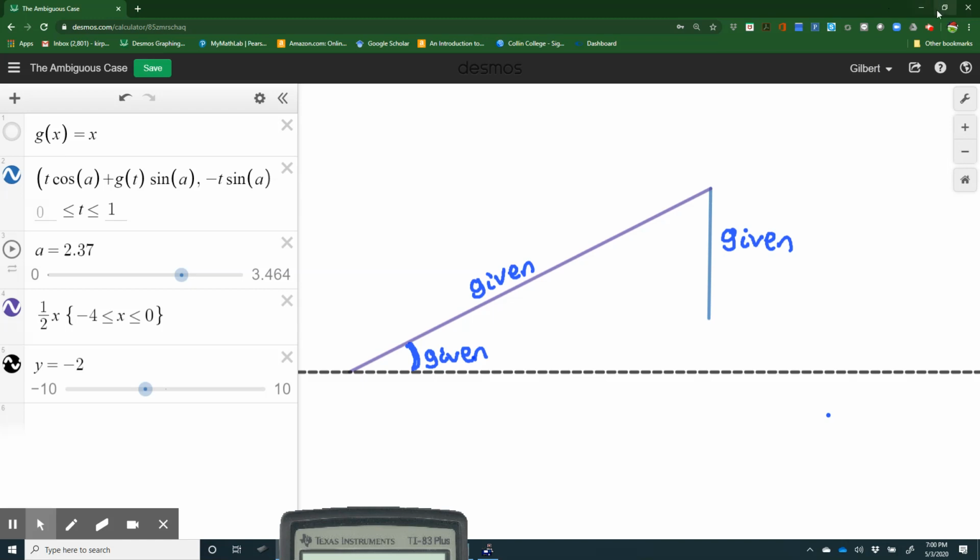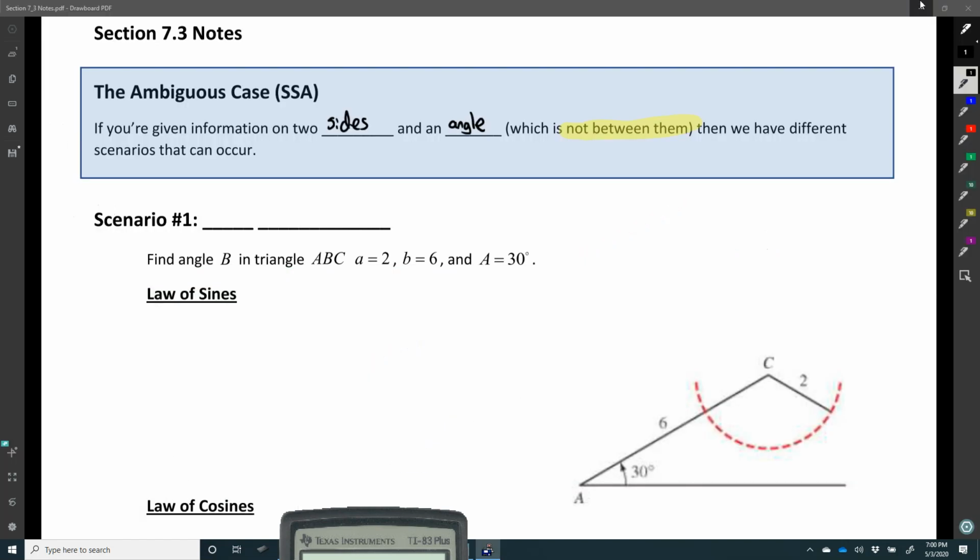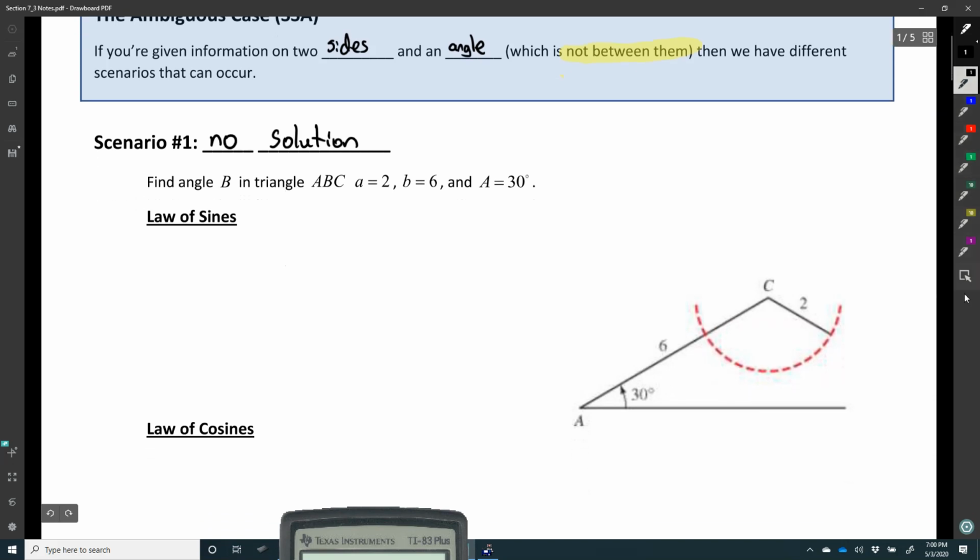Okay? So the first scenario is a no solution scenario. And again, here's a picture, kind of what I just did. The little dotted lines represent the swinging that it did. But notice it's not long enough to reach the line down here. So you can use the law of sines or the law of cosines to figure this out. I'm going to do both.